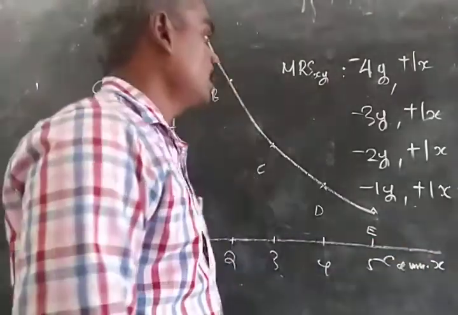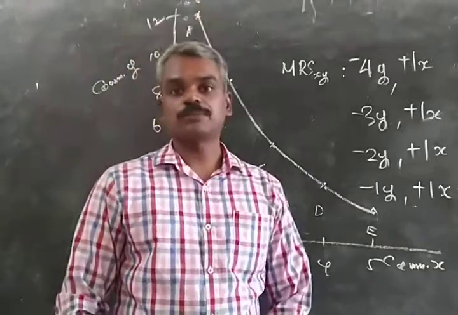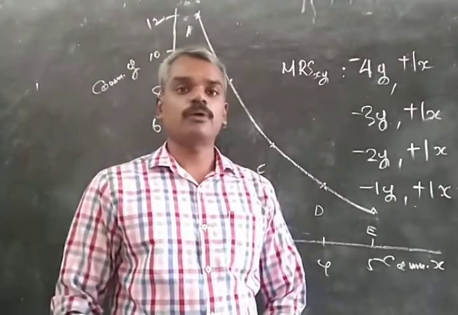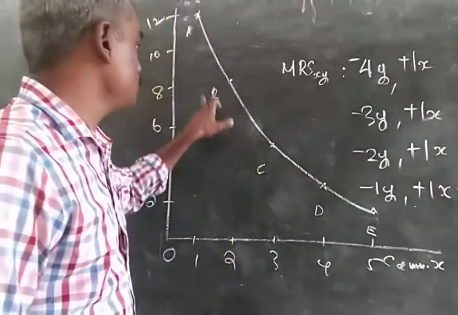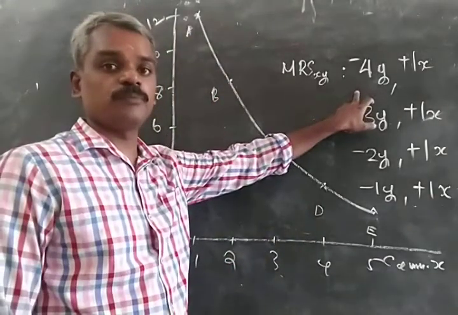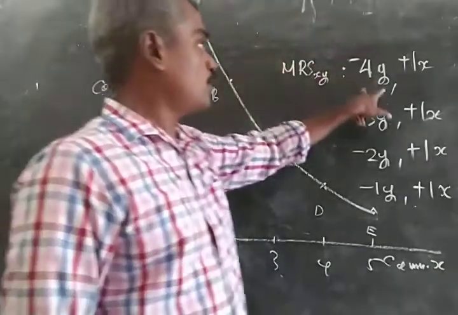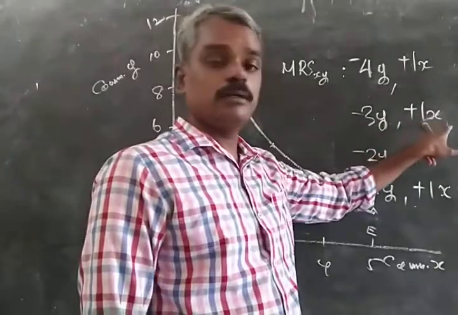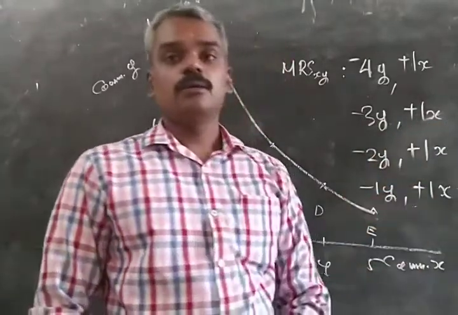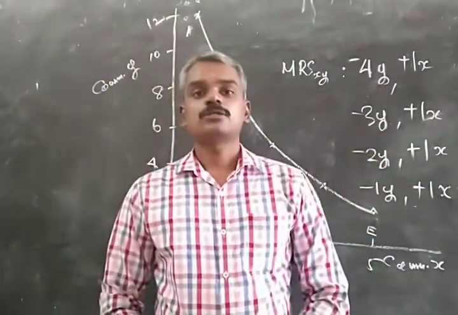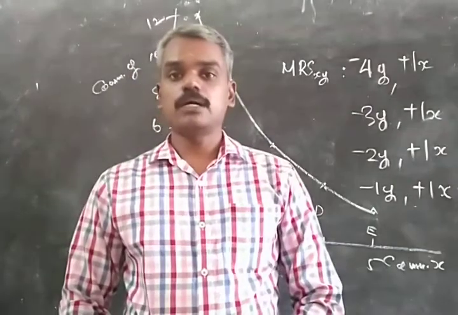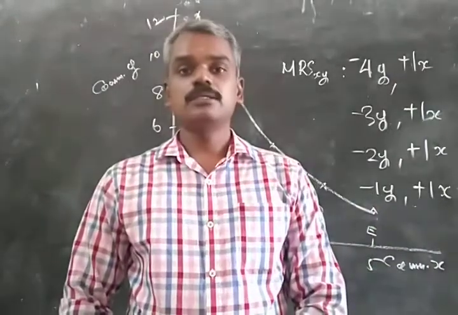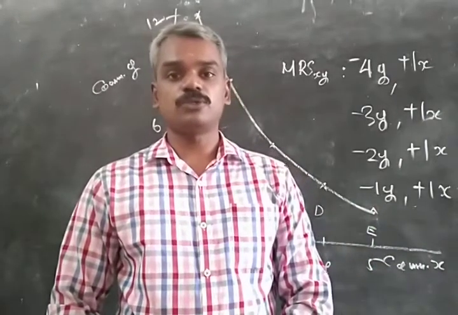So that is the marginal rate of substitution, the rate at which one commodity is substituted for another. Here it is the rate at which x is substituted for y. Initially, 4y's had to be given up in order to add 1x, then 3y, 2y, and finally 1y, single y. So why does this marginal rate of substitution diminish? We have seen that the marginal rate of substitution is diminishing. This is called the diminishing marginal rate of substitution.